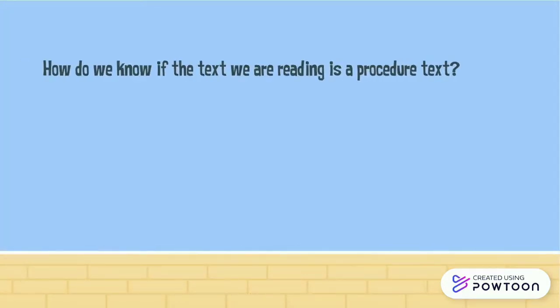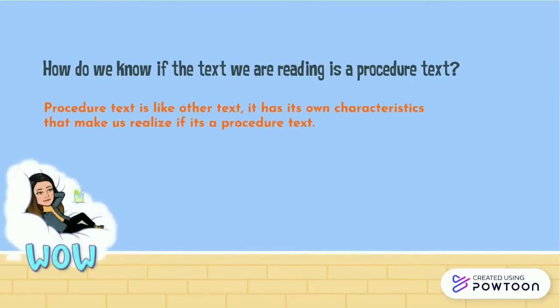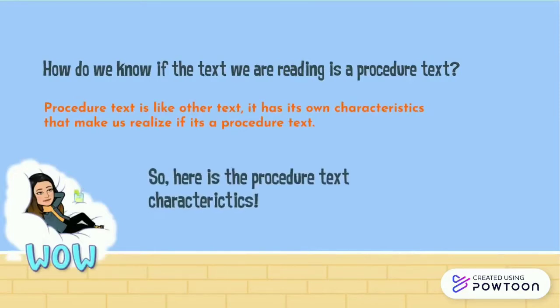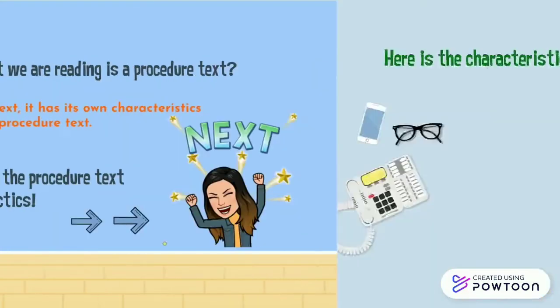So, how do we know if the text we are reading is a procedure text? Procedure text is like another text. It has its own characteristic that makes us realize if it's a procedure text. So, here is the procedure text characteristic. Next.